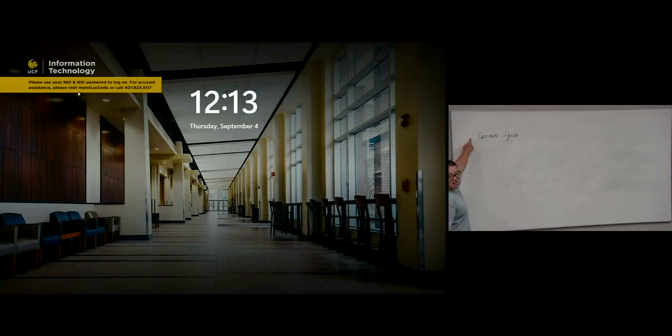How do you pronounce this word again? Carnot. Isn't it French? I think it's French. Is the T silent? Yeah. Carnot. Okay, good. Good to know.